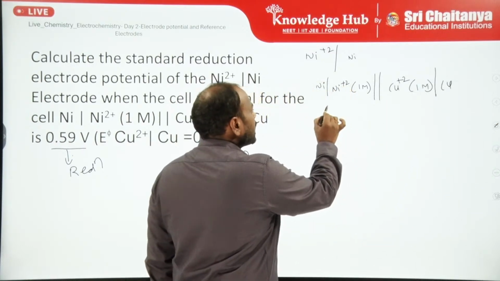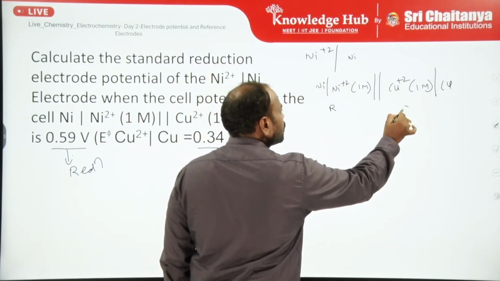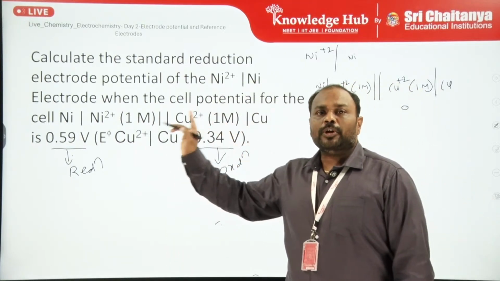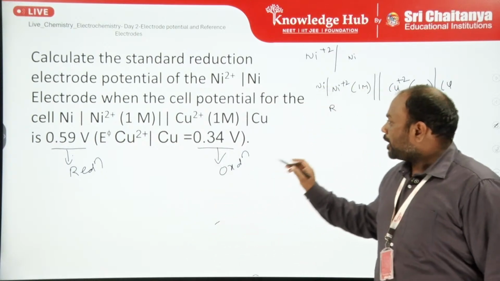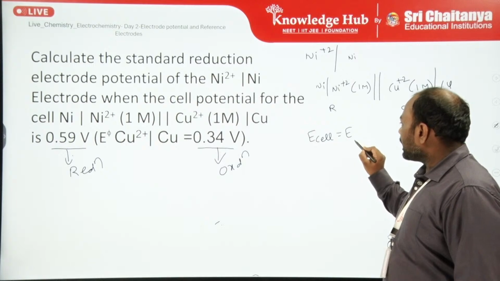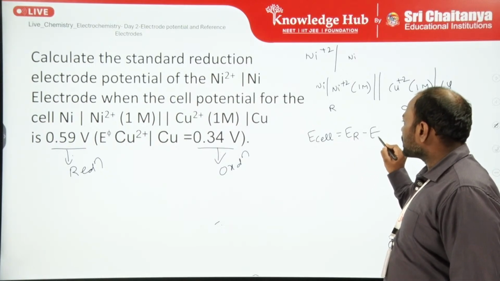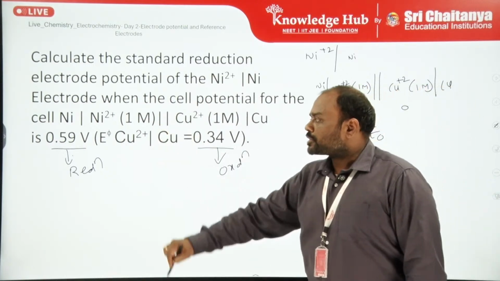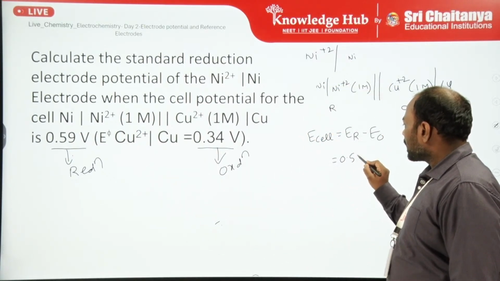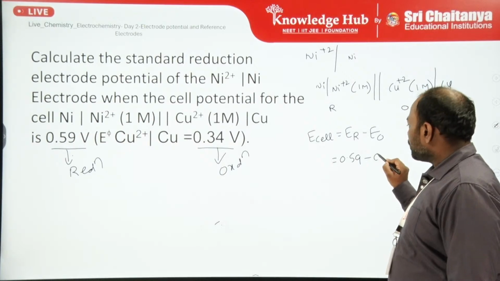That means this undergoes reduction, and this undergoes oxidation, based on the electrode potential values. So what happened? Electrode potential of the cell is equal to E reduction minus E oxidation. What is the reduction potential out of these two? 0.59 minus 0.34.